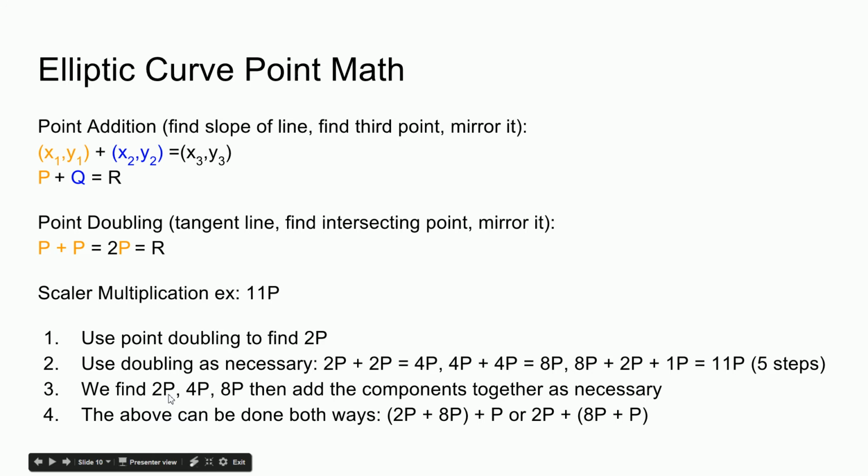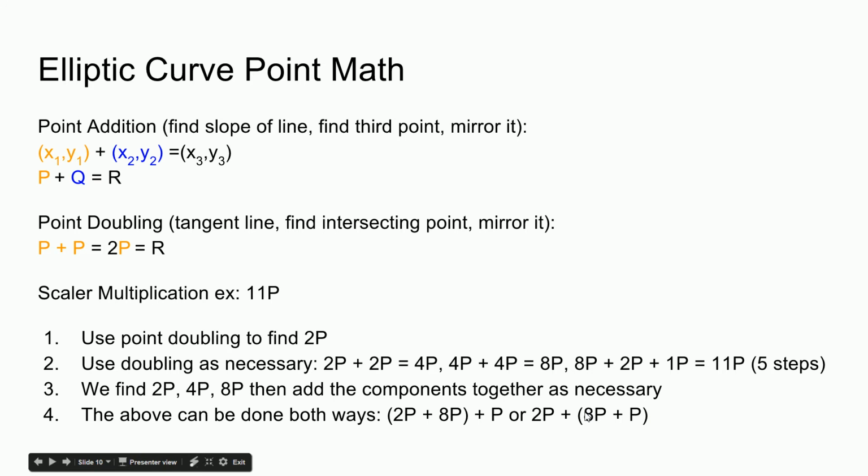So again, we find 2P, 4P, 8P, all the doubles. We keep doubling the resulting point, and then we add all the components together as needed. I show you could have done 8P plus 2P and then another P. So this is the order of operations. Take this point, which is 2P, take this point, which is 8P, add them together elliptically, and then take that result and add P to it. Or you can take this, do the 8P plus P first.